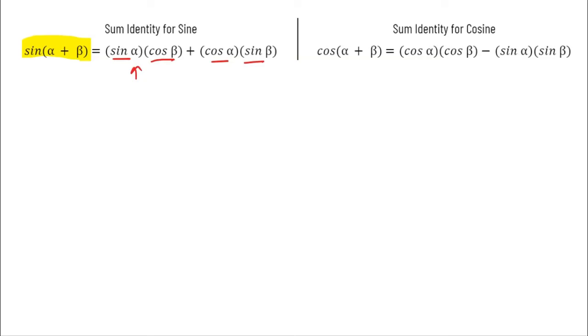So we have alpha, beta, but we alternate sine and cosine. So we have sine, cosine first, sine alpha, cosine beta. Then we switch to cosine alpha, sine beta. A little bit confusing, takes some time to practice.